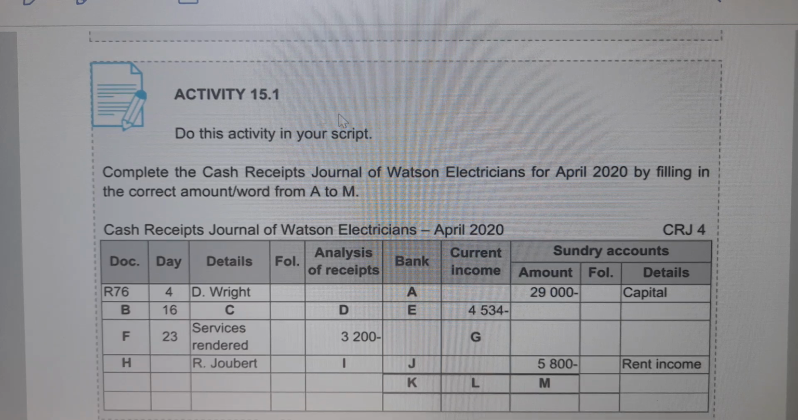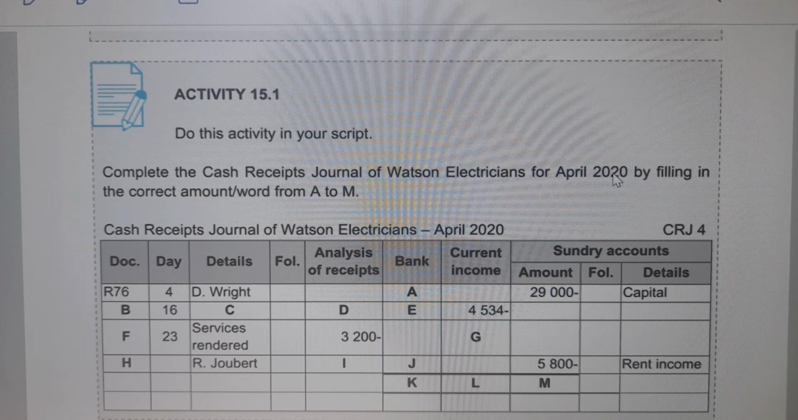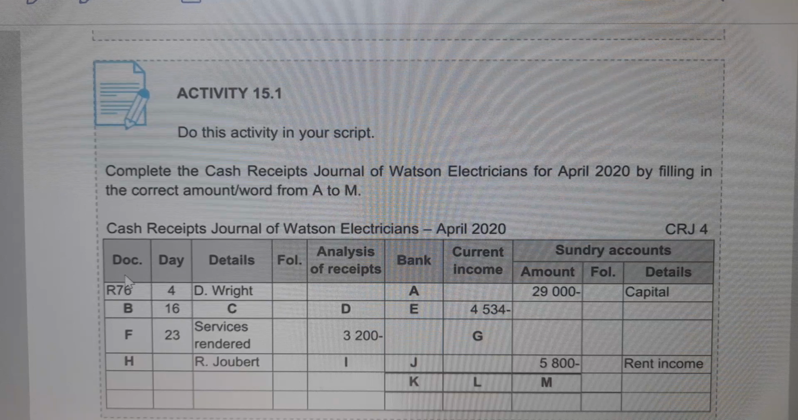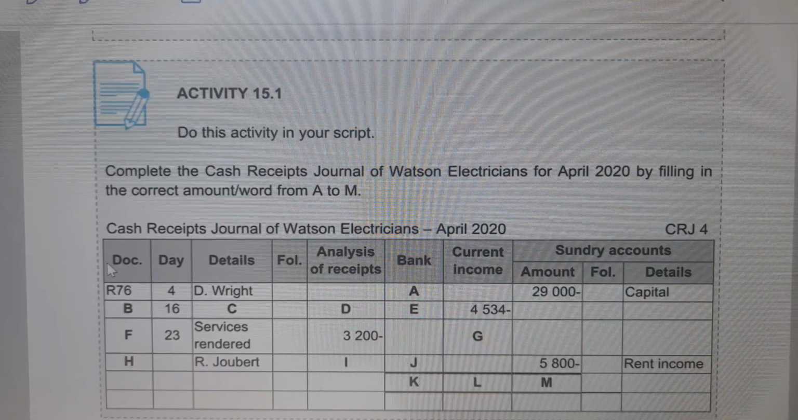So let's look at activity 15.1. They say do this activity in your script. Complete the cash receipt journal of Watson Electrician for April 2020 by filling in the correct amount or word from A to M. So we must fill in the words. They have given us the document, receipt number 76. So this is our journal, and these are the columns in the journal.